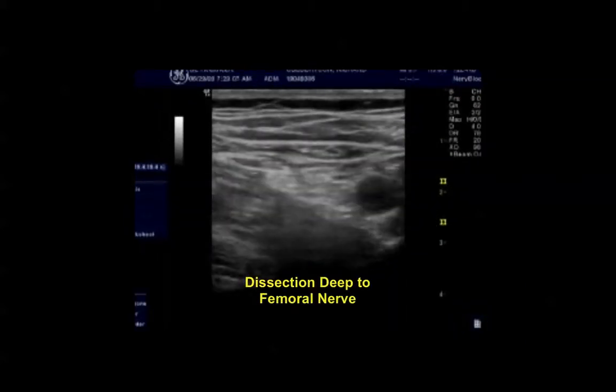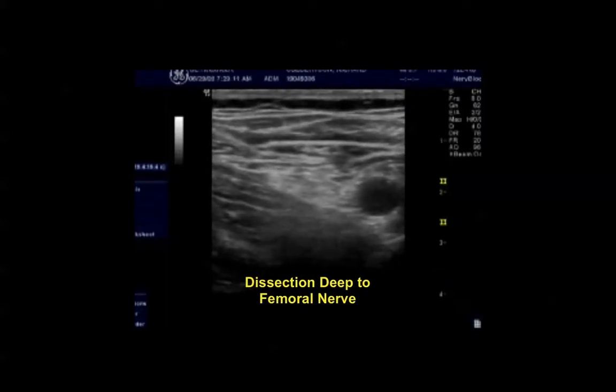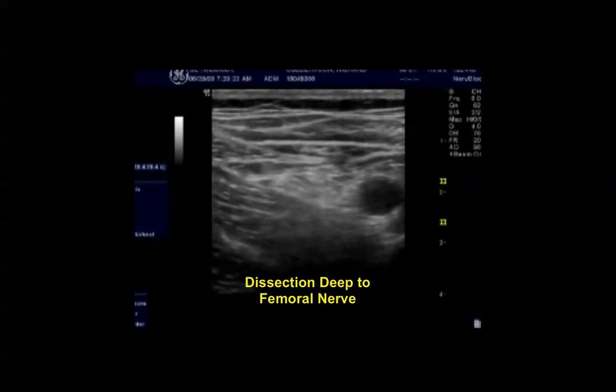One more example of a dissection deep to the femoral nerve. You see our needle advancing lateral there by tissue movement. A little dose of local, hypoechoic on the screen. We slowly advance our needle.